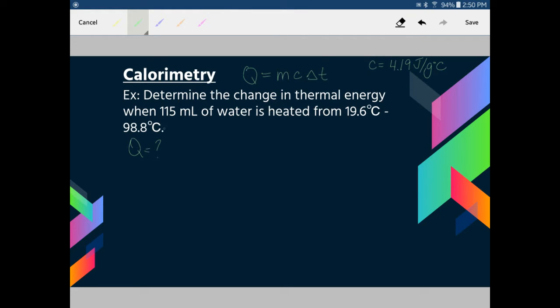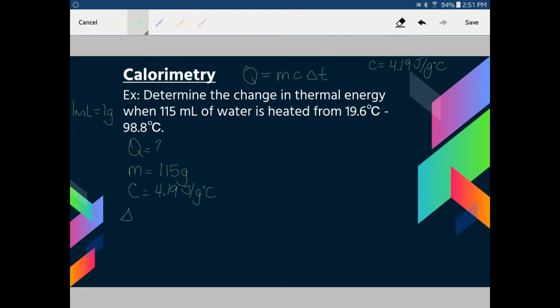So we have Q, which is equal to mc delta T. We have our mass. Now, 1 milliliter is equal to 1 gram, so our mass of water is 115 milliliters or grams of water. Our specific heat capacity is 4.19 joules per gram degree Celsius.